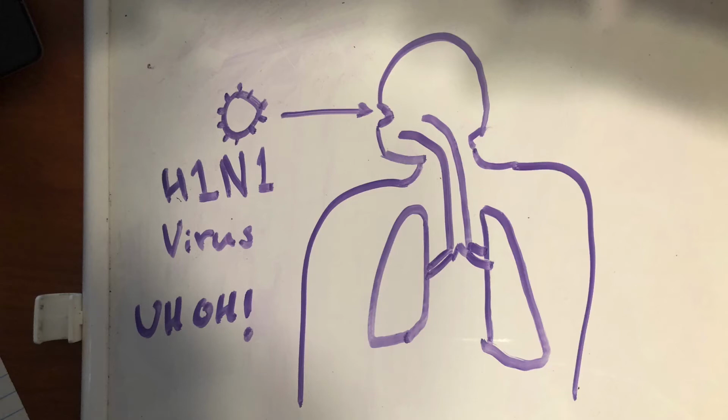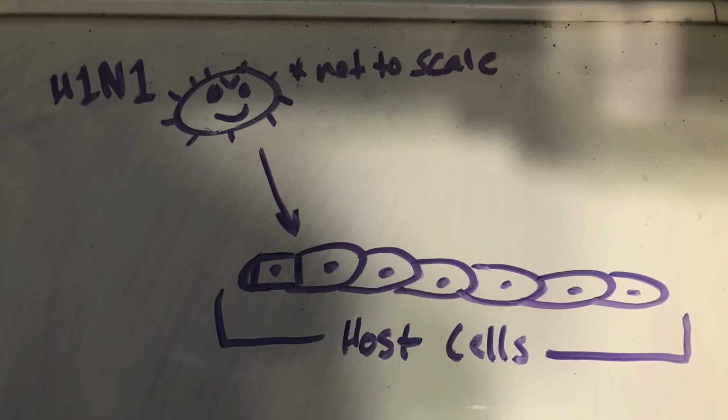Say you're out for your morning walk and you come into contact with the H1N1 virus. That's not good. So it comes into your body through inhalation, but it can also be transferred into your eyes, nose, and mouth from any contaminated surface. So now that the virus is in your body, it looks for host cells to hijack and reproduce inside of, because that's what viruses do.